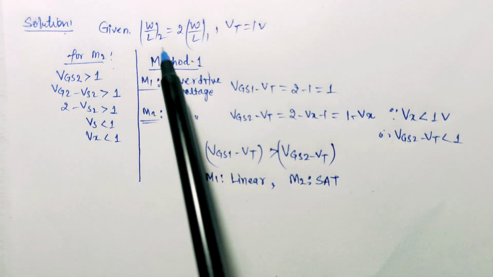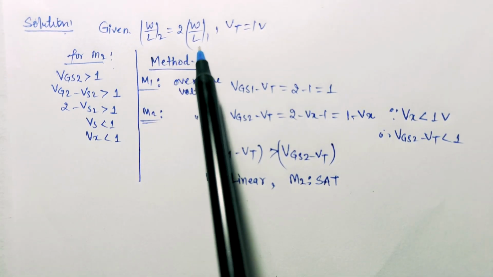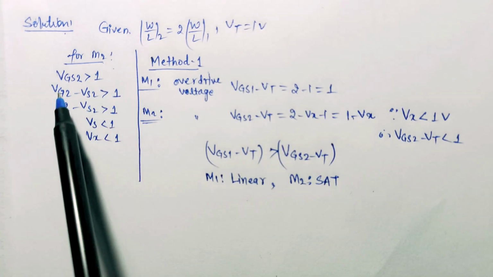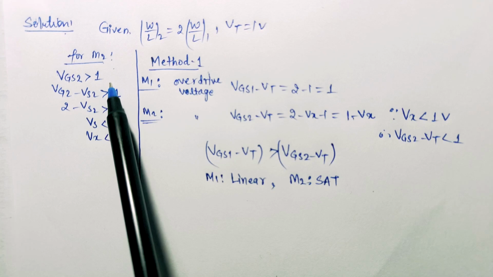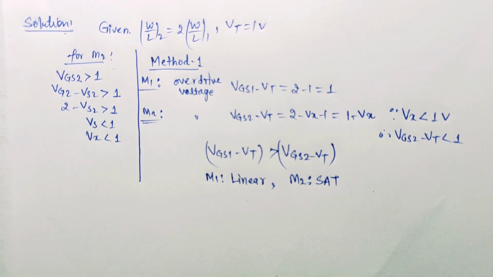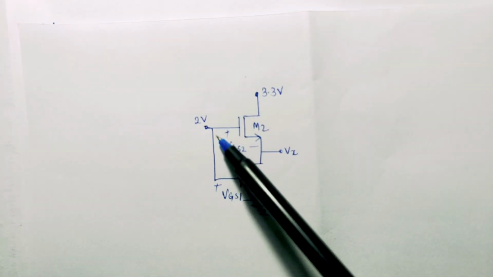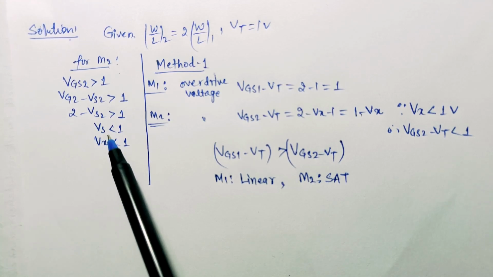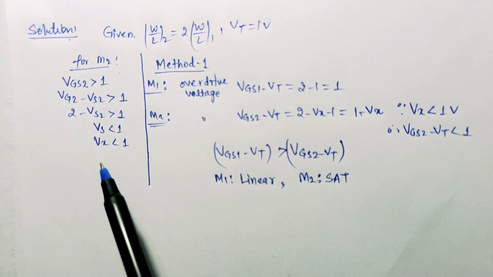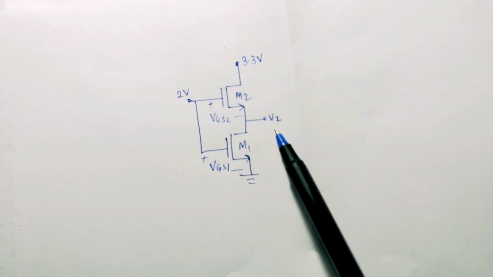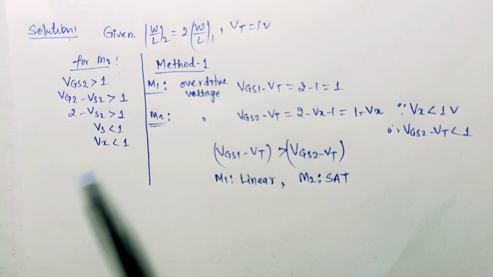As given in the question, W by L of transistor 2 is equal to 2 times W by L of transistor 1. VT of both transistors is 1 volt. For transistor M2, VGS2 is greater than 1, which is given in the question. VGS2 can be written as VG2 minus VS2, and VG2 is given as 2 volt in the circuit. If we put VG2 equal to 2 volt and calculate VS2, then that will be less than 1 volt. In the circuit, this VS2, the source voltage of transistor 2, is Vx. So we can find that Vx is less than 1 volt.